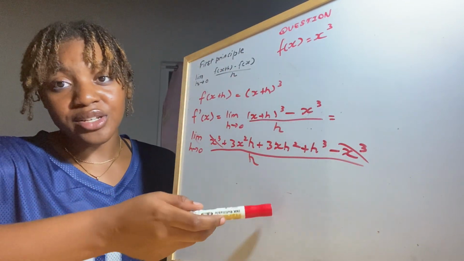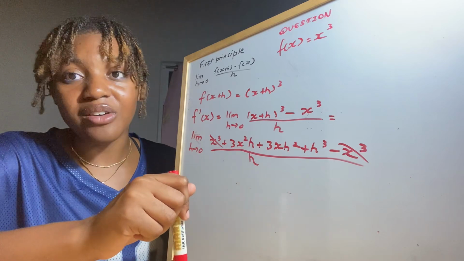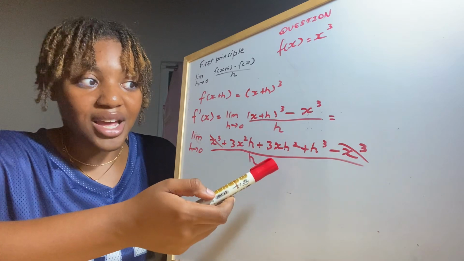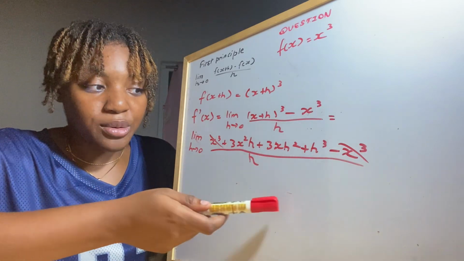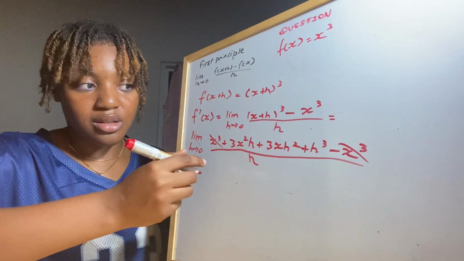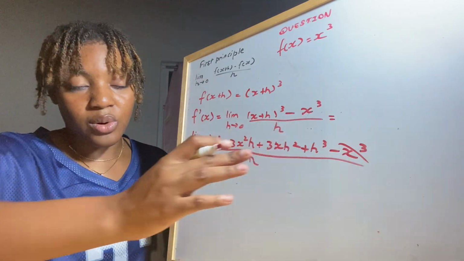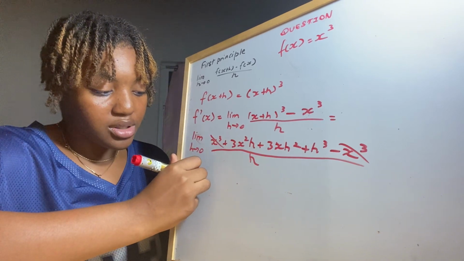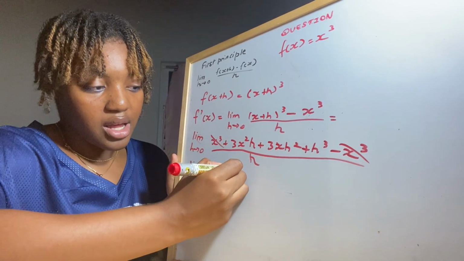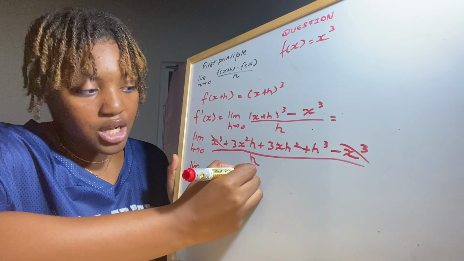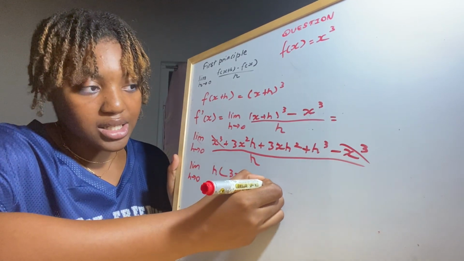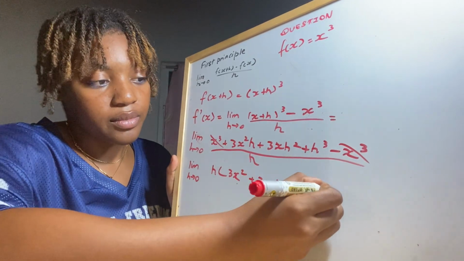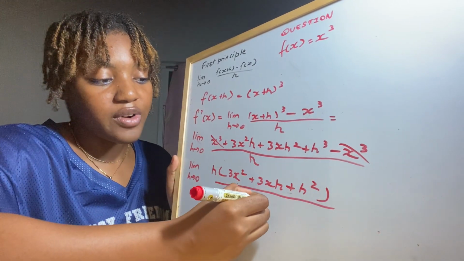And from all of this, you're going to notice that we have a common factor being h, because we have 3x squared h plus 3x h squared plus h cubed all over h. So in the numerator alone, we're going to factor out the h. So limit as h approaches 0, h, and we're left with 3x squared plus 3x h plus h squared. Close brackets, and this is going to be all over h.